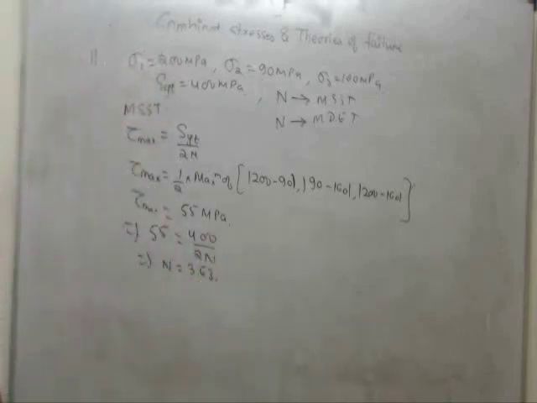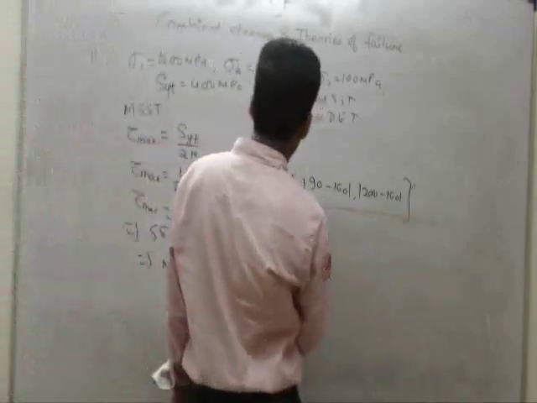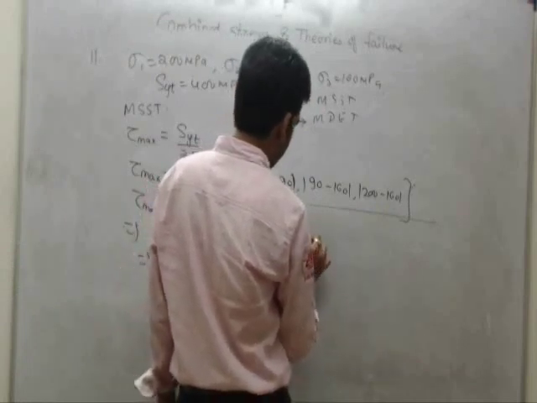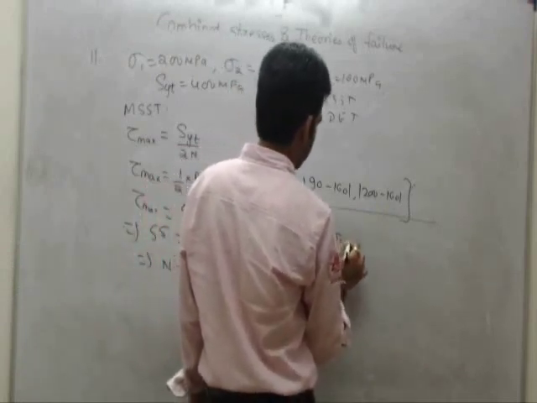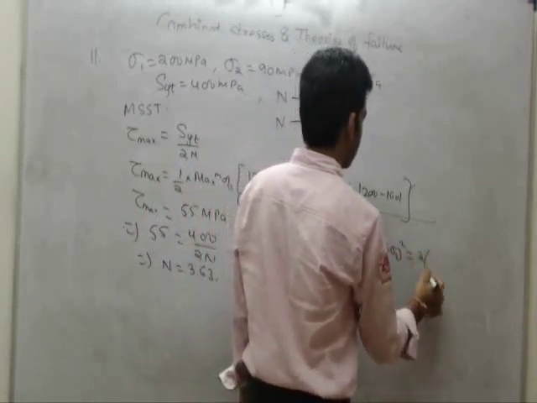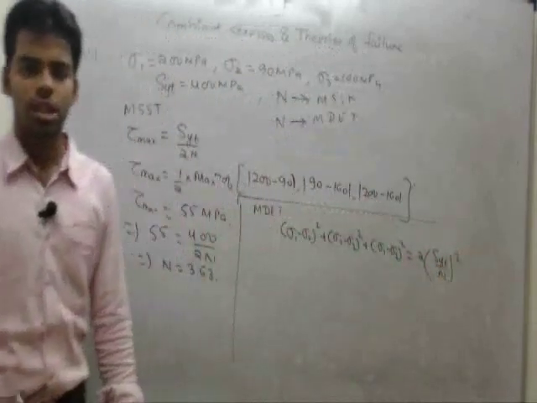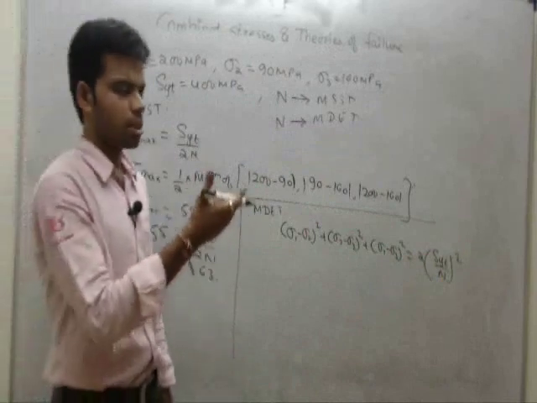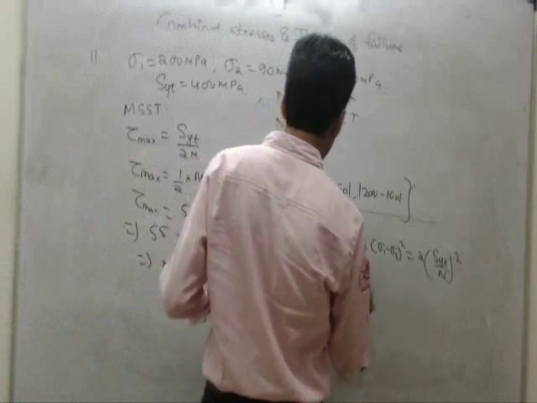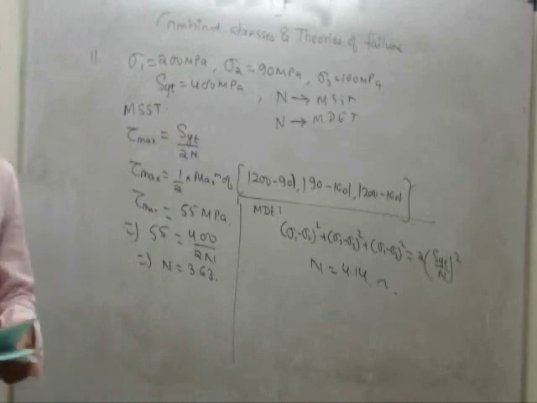Simple. Okay. In a similar way, we can solve it for maximum distortion energy theory. What does maximum distortion energy theory say? Sigma 1 minus sigma 2 whole square plus sigma 2 minus sigma 3 whole square plus sigma 1 minus sigma 3 whole square is equal to 2 into (SYT by N) whole square. Okay. Just put all the values. We have the value of sigma 1, sigma 2, sigma 3 and SYT, and we will get the value of factor of safety N will be equal to 4.14. Answer. I think this is clear.